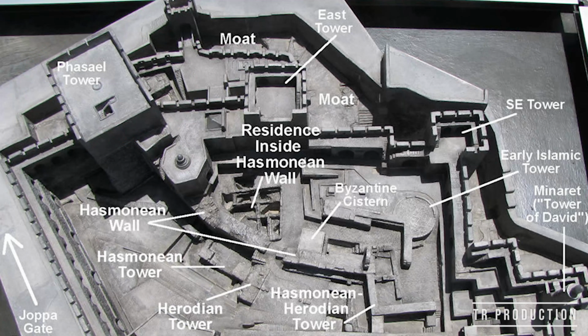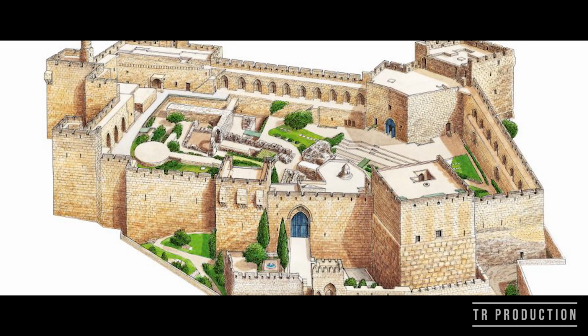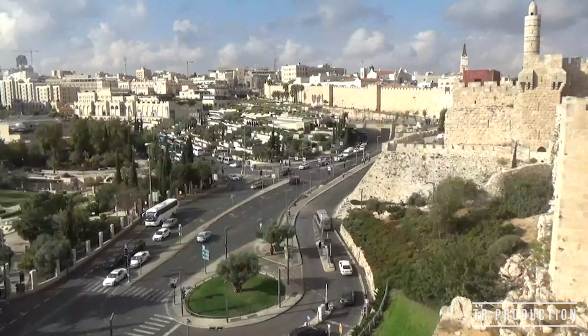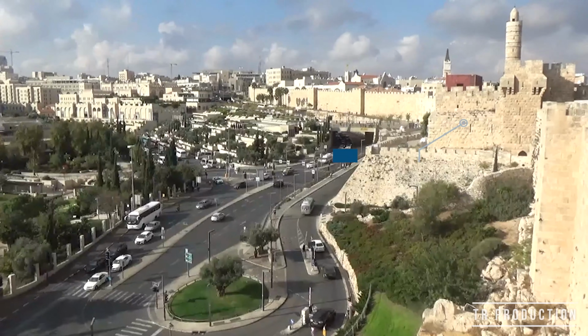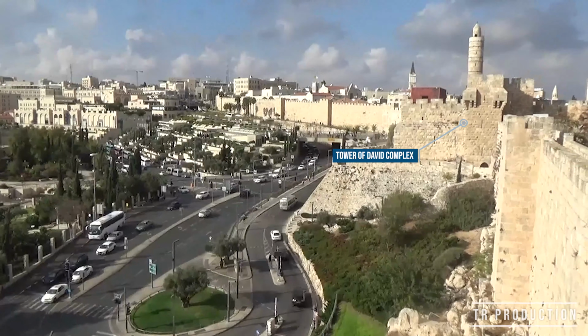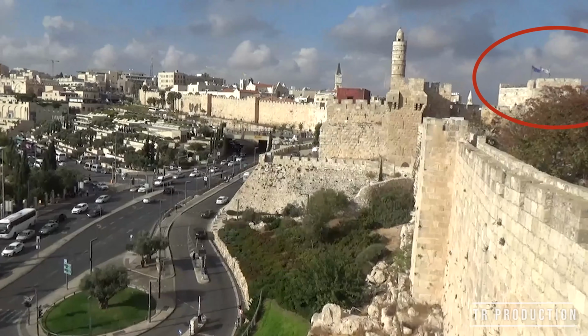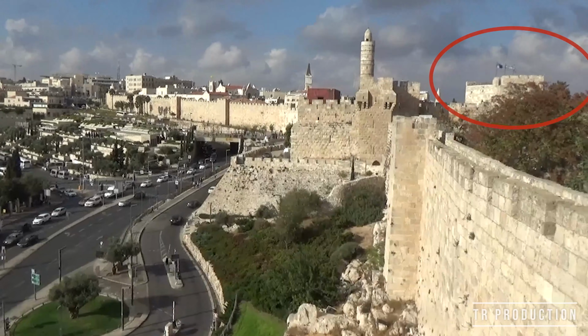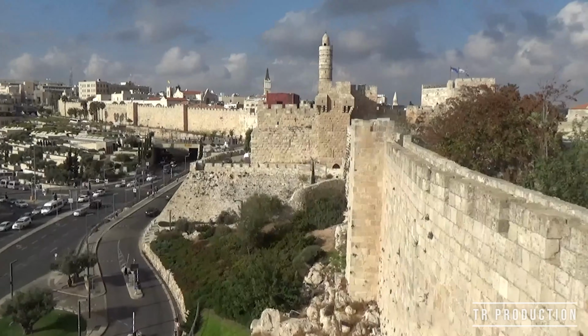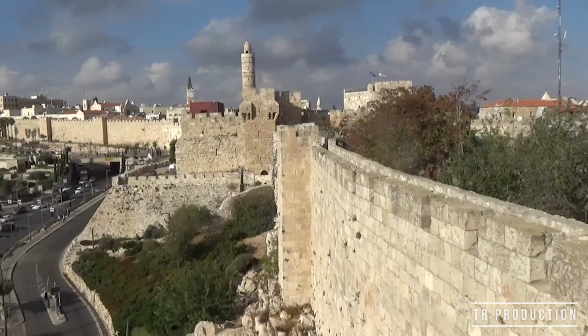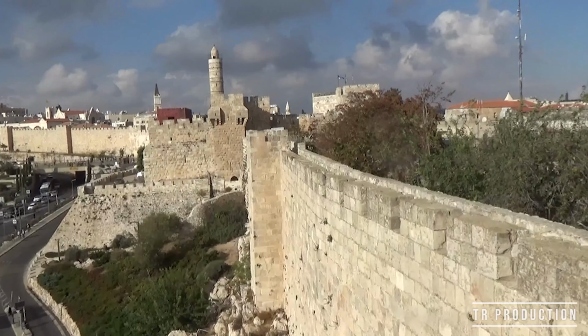It has a solid base, and the top part was rebuilt by the Mamluks in the 15th century. It is sometimes called the Tower of David, but it was built by Herod and it is unrelated to David. Scholars disagree over the identification of this tower. Some believe that this was the Phasael Tower, and others believe it was the Hippicus Tower.